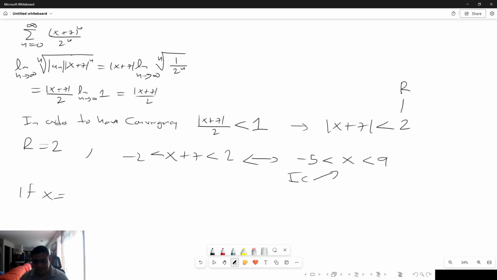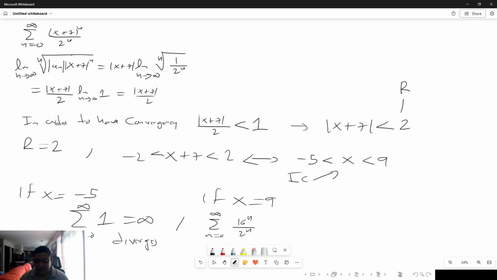So if x is equal to minus 5, then I'm going to have the series from n equals 0 to infinity of 1, right? Because minus 5 plus 7 is 2, 2 to the n over 2 to the n is just 1. And so this is infinite, and this diverges. And if x is equal to 9, then I'm going to have now the series from n equals 0 to infinity of 16 to the n over 2 to the n.